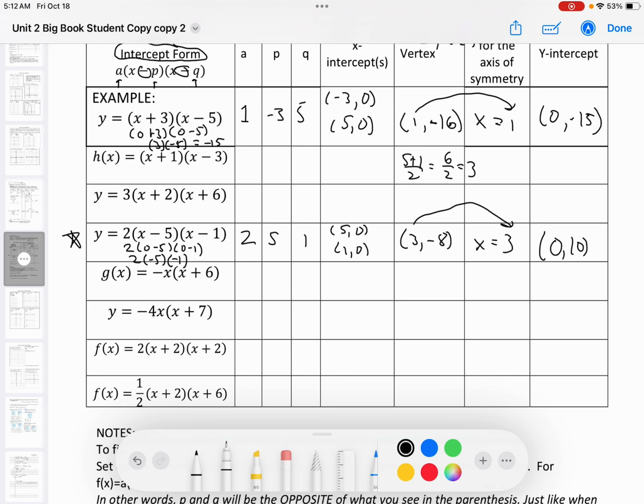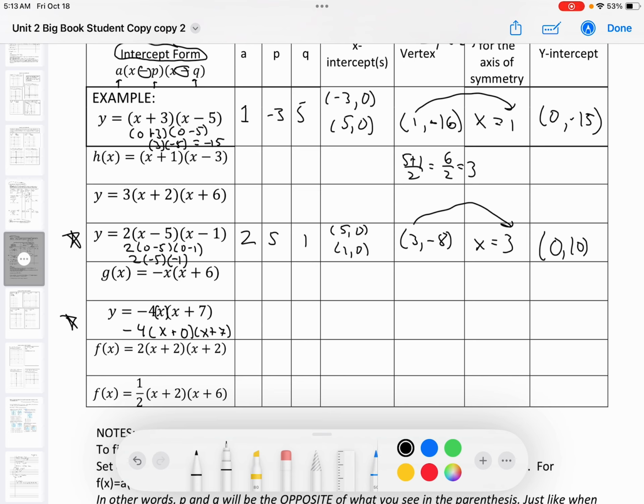Okay. The last thing I'm going to help you with on this page is this function down here, y equals negative 4x times (x plus 7). Here it looks a little bit different than the other ones that we've seen. If you pay attention to this x right here, it looks like we don't really have a p or a q for that one, because we just have negative 4x, not negative 4, and then x plus something or x minus something in the parentheses. When this is the case, this would be like having negative 4 times (x plus 0) times (x plus 7).